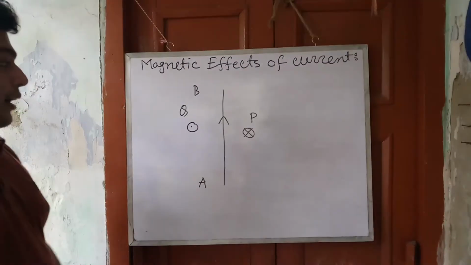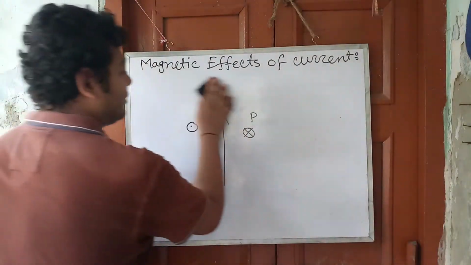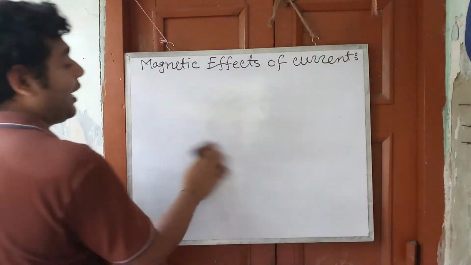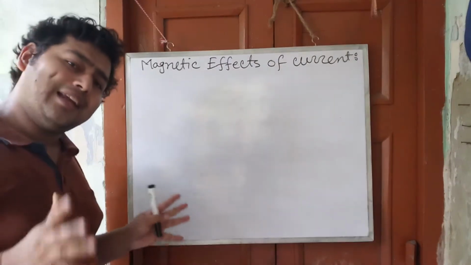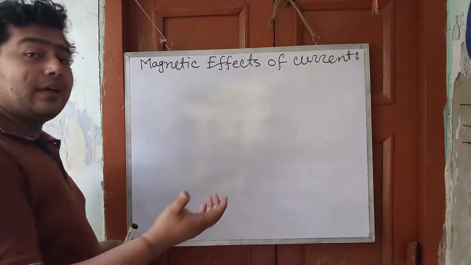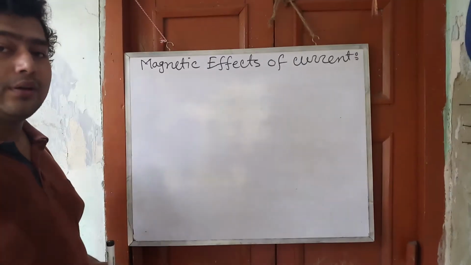For any other direction we can determine this by using the right hand rule, or Fleming's right hand rule.